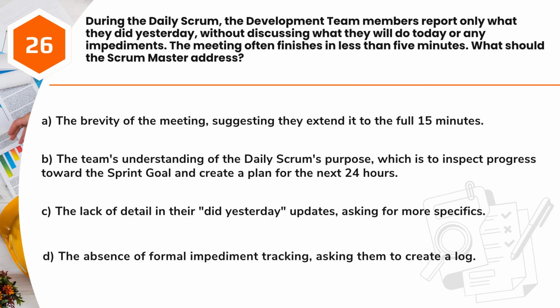A. The brevity of the meeting, suggesting they extend it to the full 15 minutes. B. The team's understanding of the Daily Scrum's purpose, which is to inspect progress toward the sprint goal and create a plan for the next 24 hours. C. The lack of detail in their "did yesterday" updates, asking for more specifics. D. The absence of formal impediment tracking, asking them to create a log.